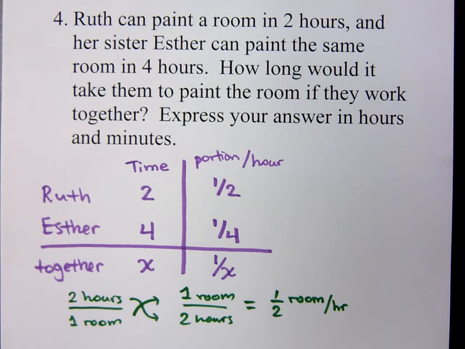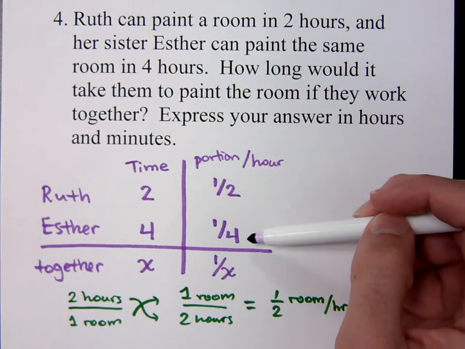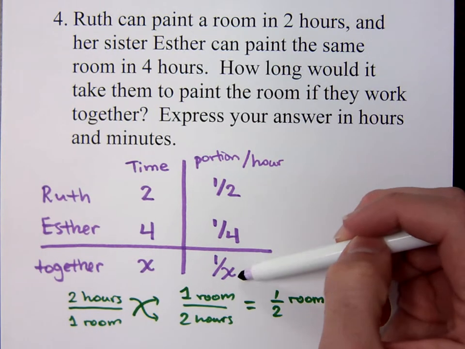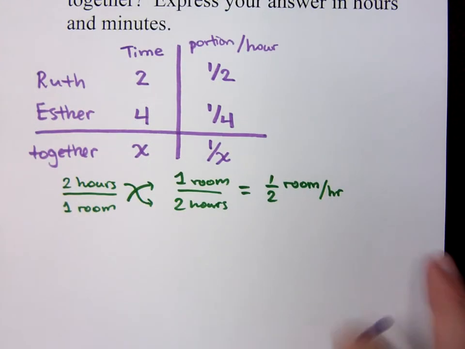But here's what we know. Do y'all agree that Ruth paints half of the room in an hour, and that Esther paints a quarter of the room in an hour? Together, we don't know, do we? So here's what we're going to say. This is what we're going to write.